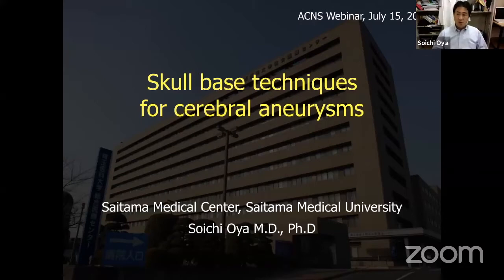My name is Soichi Oya from Saitama Medical University. Today I'm going to talk about the skull-based techniques for cerebral aneurysms. The technique I'm going to show today is nothing fancy. However, it's very important, very critical in the treatment of cerebral aneurysms.